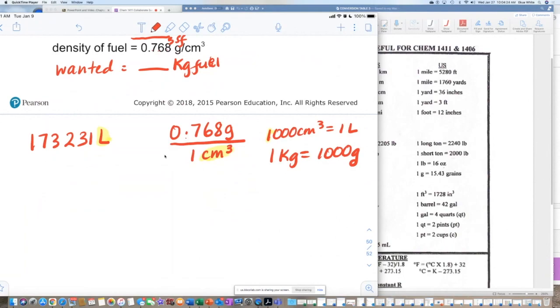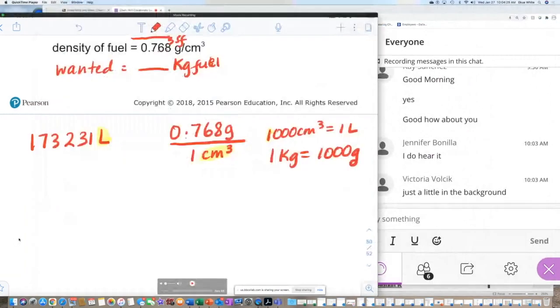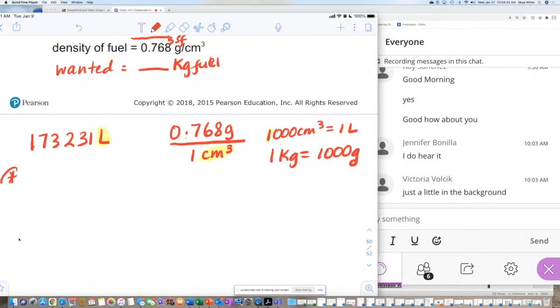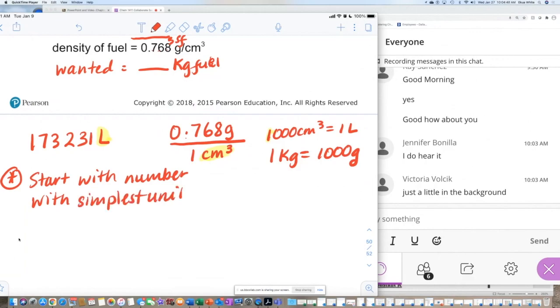So let me start once again. Now we have 4 numbers to work with. And with these 4 numbers, the question is, which one do we start with? Start with the number of the simplest unit. So you have all these numbers. Pick the one that has the simplest unit. So that will be this one here.